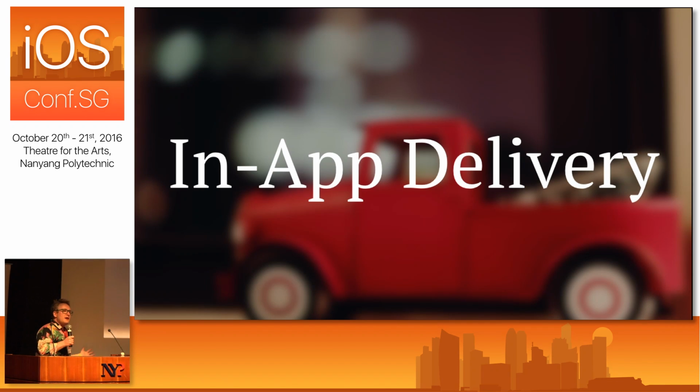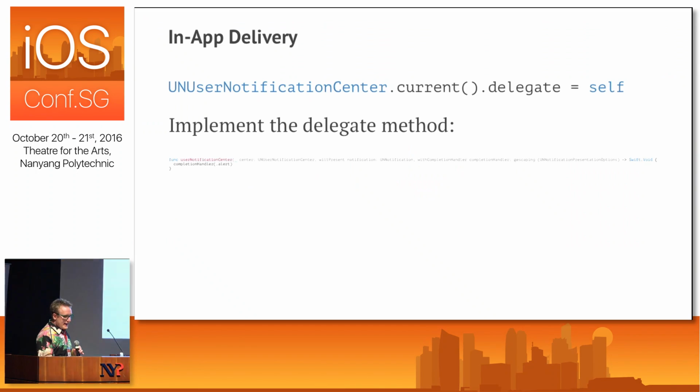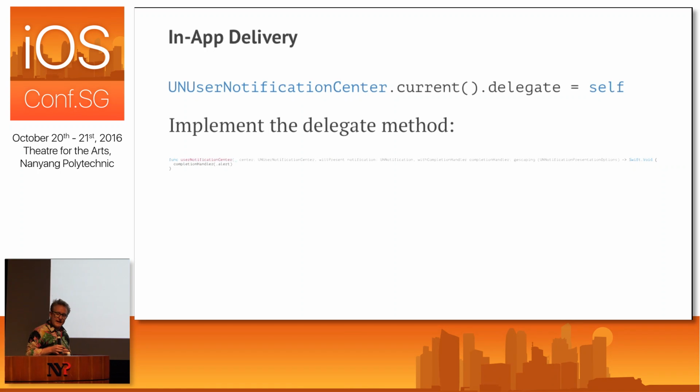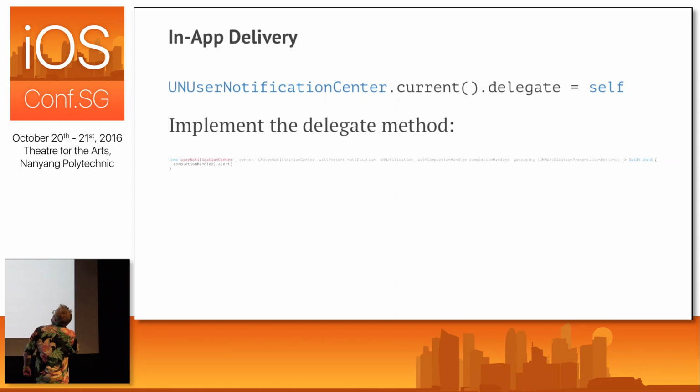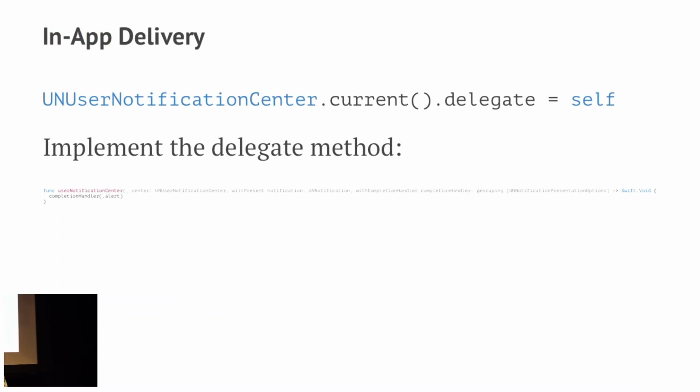Oh, and then the other thing that I complained about, in-app delivery, that thing where you had to create your own alert view, you don't have to do that anymore. And that is via this. If you use the user notification delegate and implement this rather attractive delegate method, which I'm sure you can all read, it's UNUserNotificationCenter willPresent notification with completion handler, and, yeah, it's one of those escaping things.